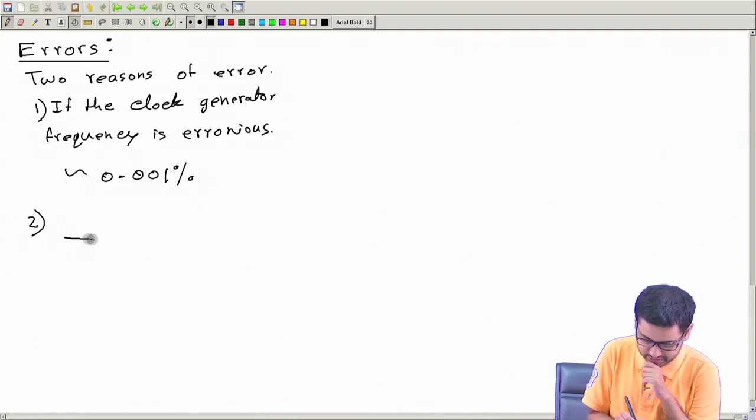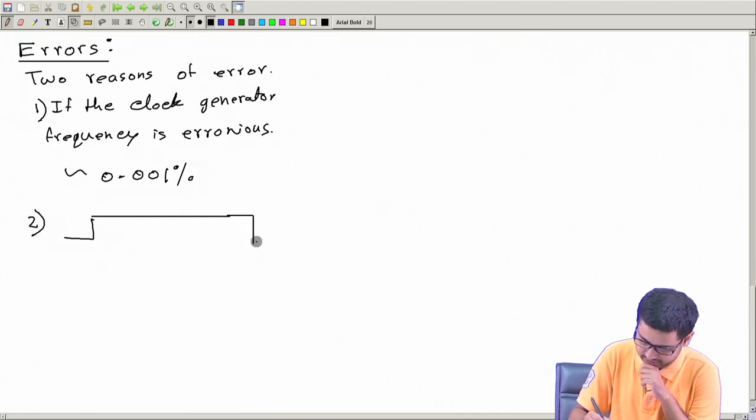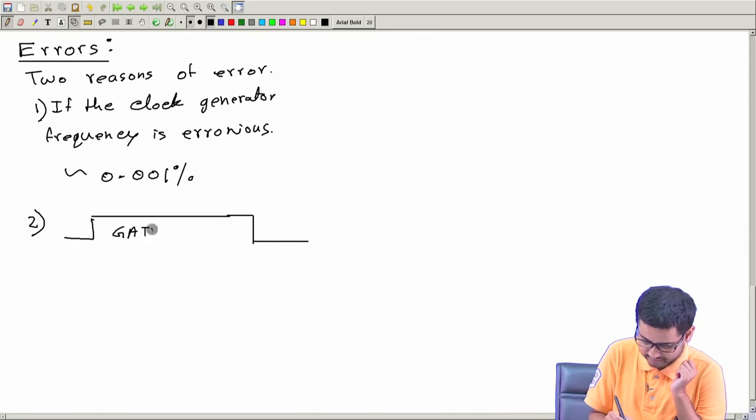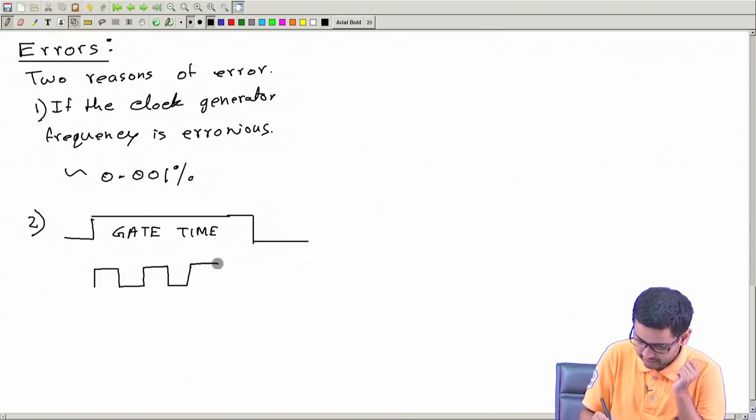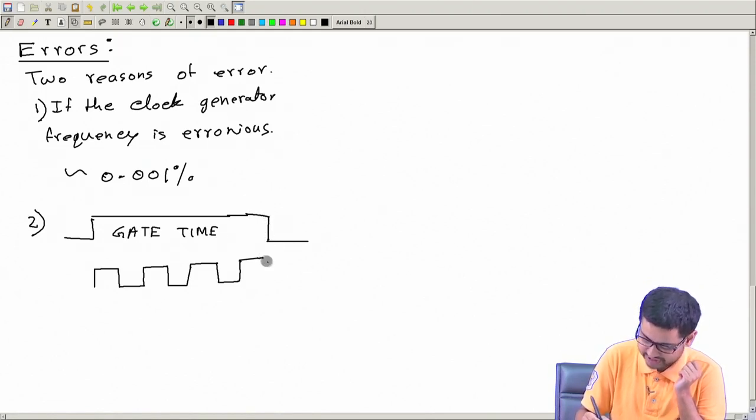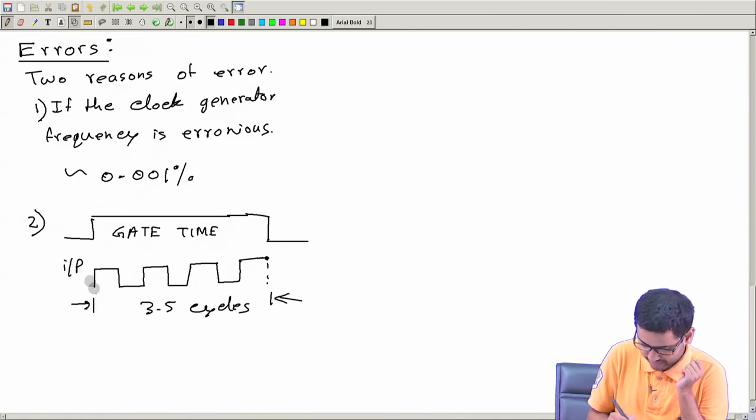The other reason which we will talk in more detail is this. So, what we do? So this is my gate time. Now, I draw it with a larger span. So, this is the gate time or counting time, and this is the gate signal, okay, and within this time we measure the number of cycles of the input signal. Okay. Say the input signal is like this, which has 1 period, 2 periods, 3 periods, and so this is 1, 2, 3. Say it has 3.5 periods within this time. Okay. So, starting from here to here, we have 3.5 cycles. This is input, right?